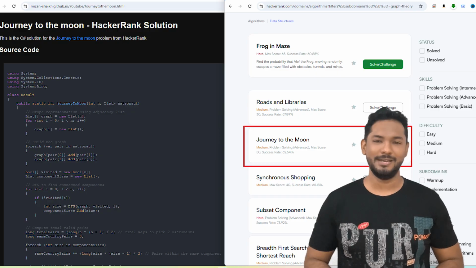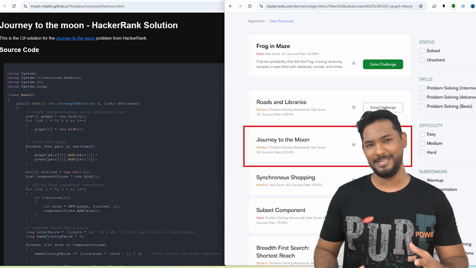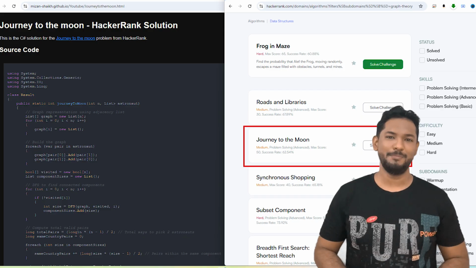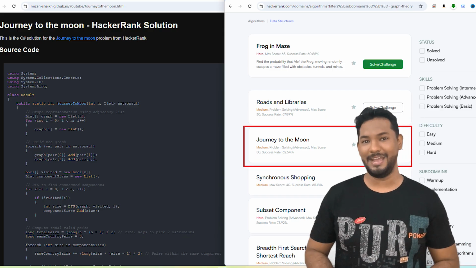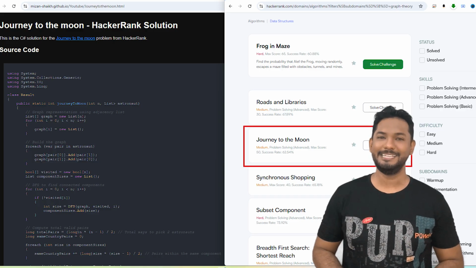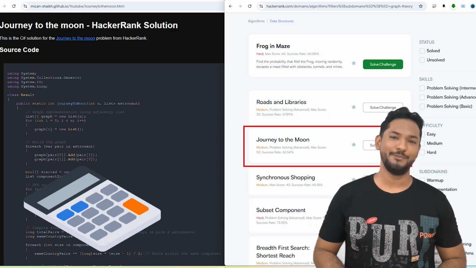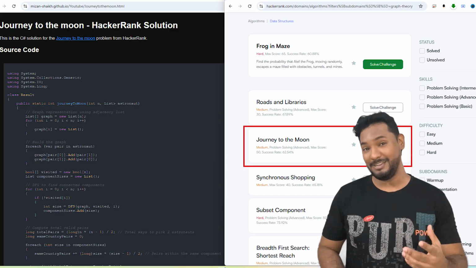Alright, let's dive into understanding the HackerRank graph theory problem of Journey to the Moon. Imagine you're at an interstellar party with astronauts from various countries. Each country is represented as a node in a graph, and the friendships between astronauts from these countries are the connecting edges of these nodes. Our goal is to find out how many pairs of astronauts can be found that are from different countries.